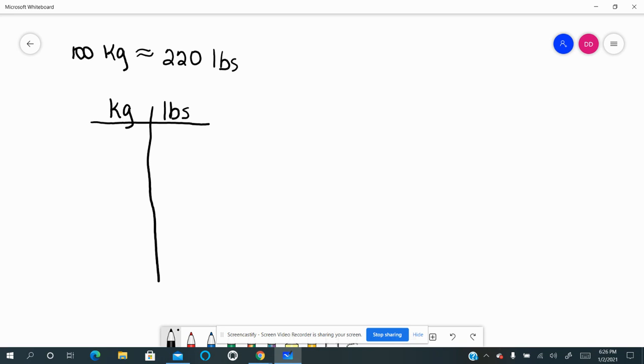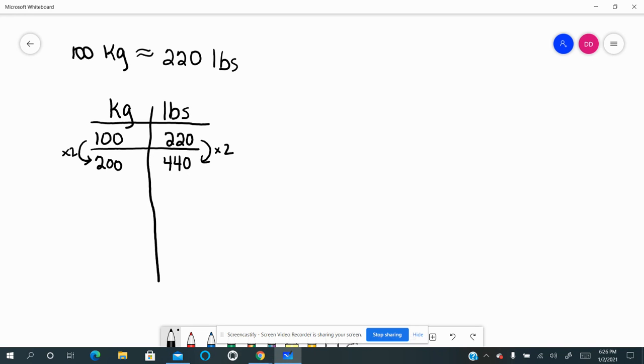So starting with my problem, it says 100 kilograms is 220 pounds. Now you can take these two numbers and you can multiply them both by anything you want. For example, if I were to double the two sides, I would find out that 200 kilograms is the same as 440 pounds. And we got that by multiplying both sides by 2. Okay, so that's one way to generate a different ratio that's equivalent.